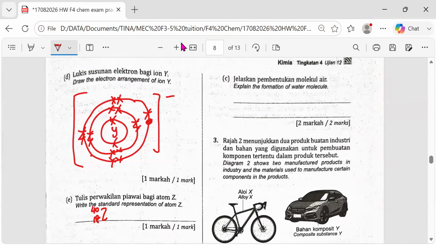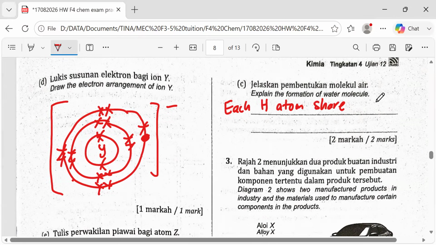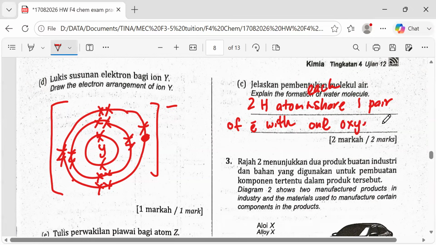Okay, the formation of the water molecule. So each hydrogen atom shares one pair of electrons with, oh sorry, two hydrogen atoms, each share one pair of electrons with one oxygen atom.